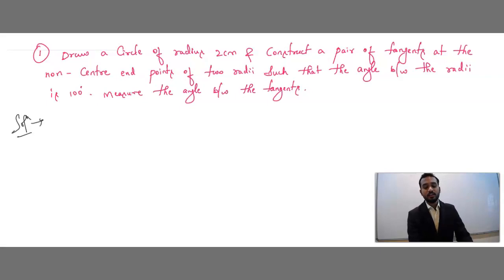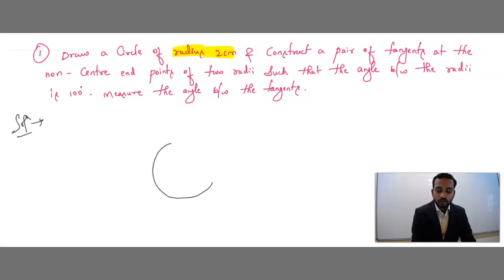Once again, we should draw a circle of radius 2 cm. By taking radius 2 cm, we should draw a circle. First, let me complete that part. We can see here, first we take a 2 cm radius and we have drawn a circle. Next, construct a pair of tangents. A pair of tangents means 2 tangents we should draw. Pair means 2 tangents is called one pair.